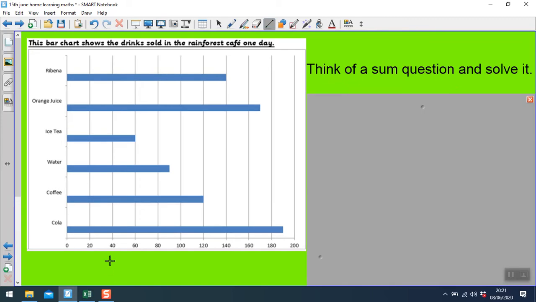Now think of a sum question and solve it. So a sum is where you add two or more items together. An example could be, what is the total number of iced teas and waters sold that day? So iced tea is 60 and water is 90. So 60 plus 90 is 150. Pause the video while you write a sum question.